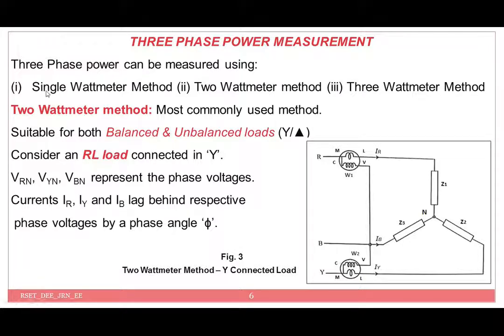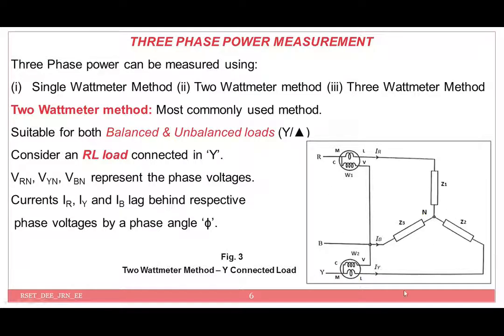But what is the drawback with the single wattmeter method? The load has to be balanced. Z1 should be equal to Z2 and Z3. But generally the loads are unbalanced, so you cannot generally go for the single wattmeter method. Hence we go for the 2 wattmeter method and the 3 wattmeter method. Now the advantage of the 2 wattmeter method over the 3 wattmeter method is that we require only 2 meters. So we generally go for the 2 wattmeter method, and it can be used for both balanced and unbalanced load, while the 3 wattmeter method can also be used for balanced and unbalanced.